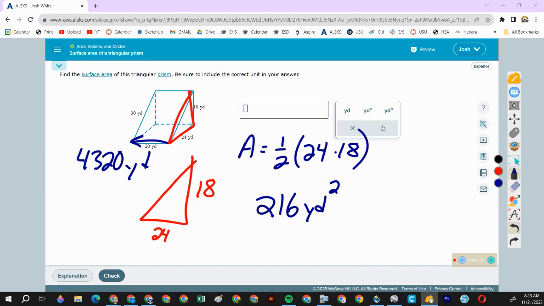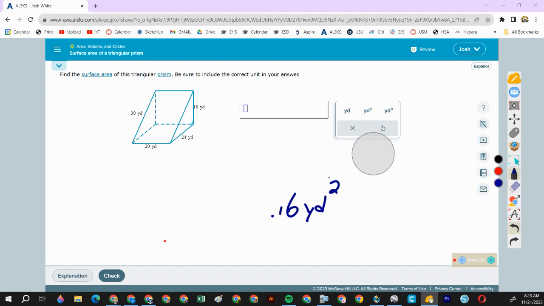Now the other way you could find this is we could pretend that it's a rectangular prism, and we could do 20 times 24 times 18, and then divide that by 2. So both methods will work.